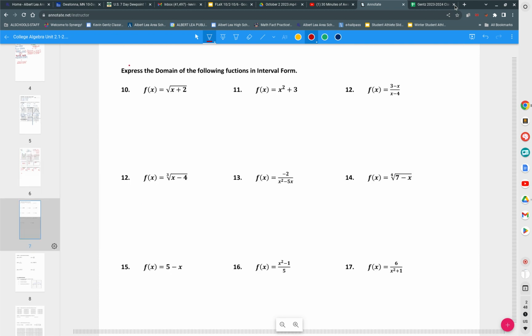So flip it over. Let's give this some practice. We want to classify these in one of those three groups. First one, I see a radical. Can a square root cause a problem? Absolutely. So therefore, we say x plus 2 must be greater than or equal to 0. We subtract 2 from both sides. X is greater than or equal to negative 2. So your domain is going to be from negative 2 to infinity.